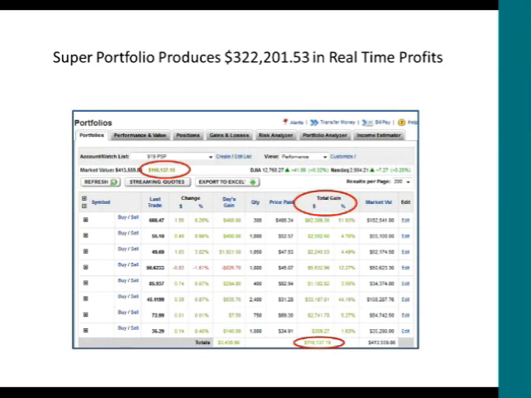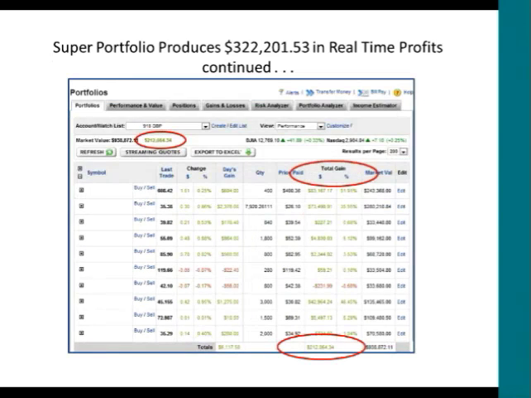And here's a snapshot I took. This, I think, was yesterday or the day before. I have my super portfolio stock in two trading accounts, and I currently have $322,000 in open trade profits in these 2 accounts, and these are my super portfolio trading accounts. So currently I have $322,000 in actual profits.